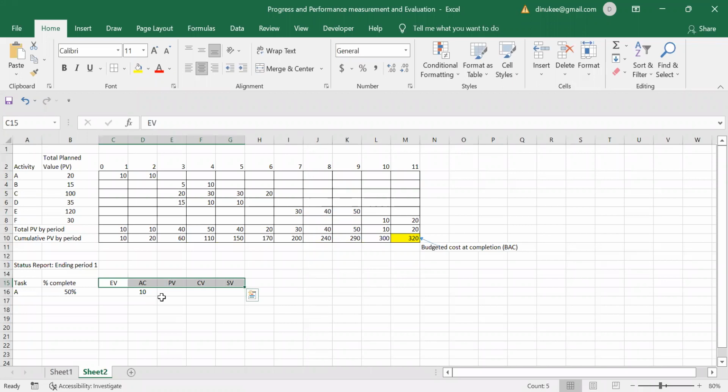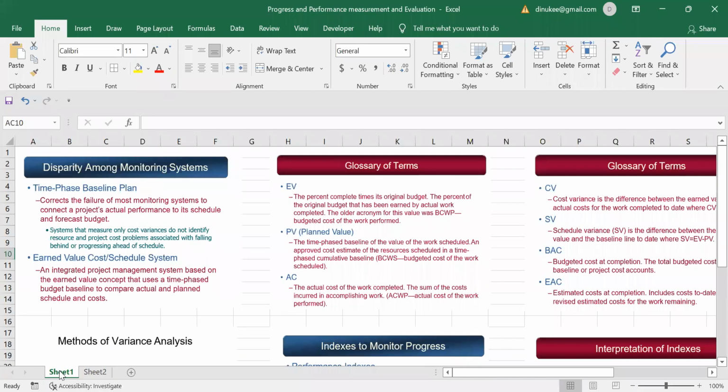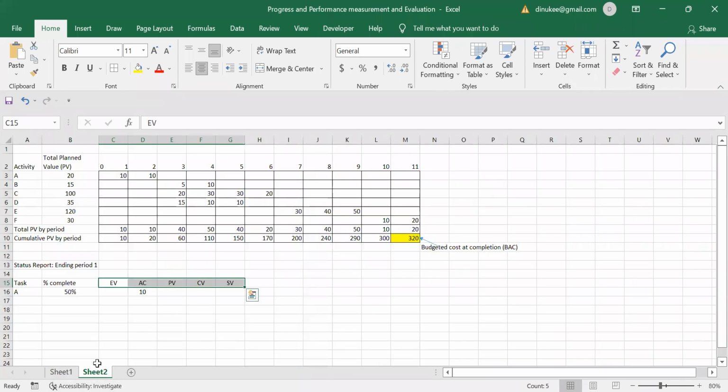So how are we going to calculate earned value? Earned value means total planned value into percentage completed, right? So we will see that. Earned value means the percent complete times its original budget. The percent of the original budget that has been earned by actual work completed. The older acronym, it is not clear, right?